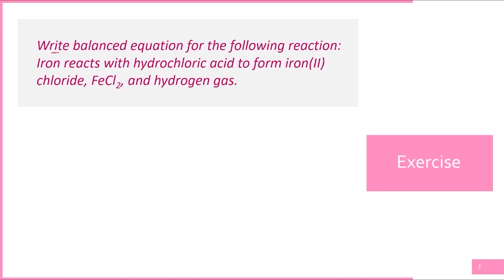Let's look at this exercise. Write a balanced equation for the following reaction. Iron reacts with hydrochloric acid to form iron 2 chloride, FeCl2, and hydrogen gas. First, we write the equation Fe plus HCl to give FeCl2 plus H2.